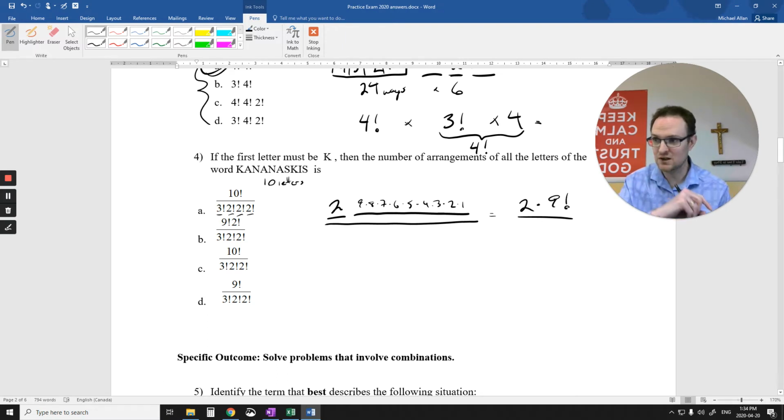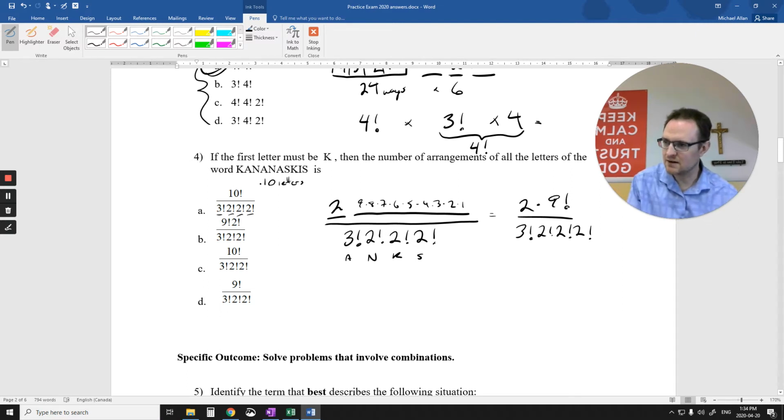If all the letters were unique, that's what it would look like. So now you have to get rid of all the repetition. So you go through and say, okay, there are 3 A's. So I'll put a 3 factorial there. There are 2 K's. There are 2 N's. There are 2 S's. Okay, so that's looking very familiar. So this is the A's, this is the N's, this is the K's, this is the S's. Those are all the repetitions, right?